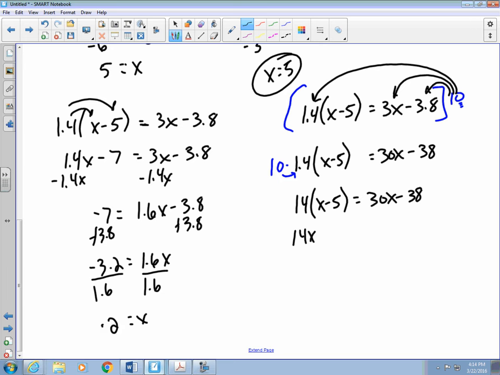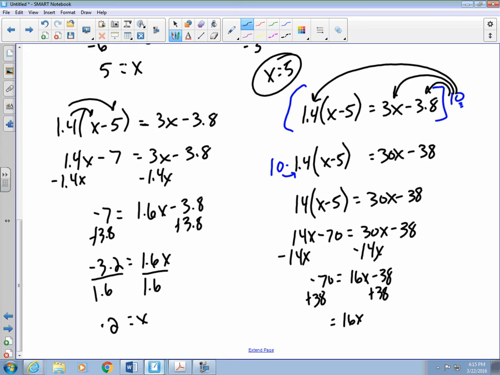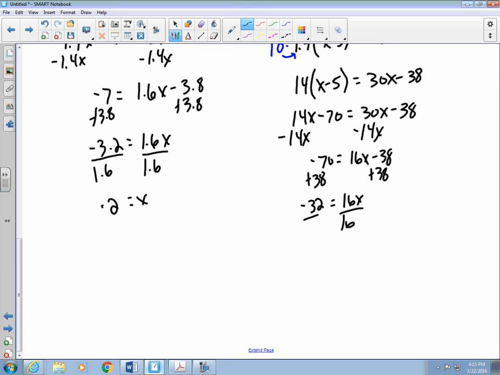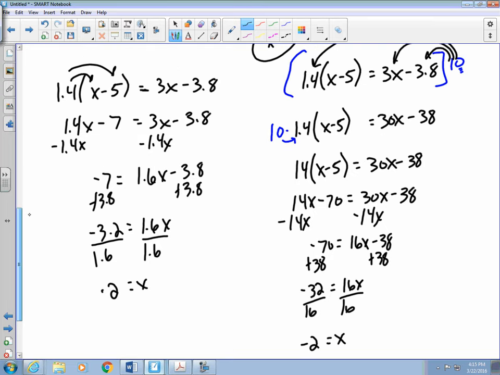Versus over here, okay, you're going to distribute through and do the same process. So hopefully we get the same answer. Okay. So we add 38. Okay. We get negative 32 there. And then divide. And there it is again. Okay. So I encourage you, you can use your calculator with that one.